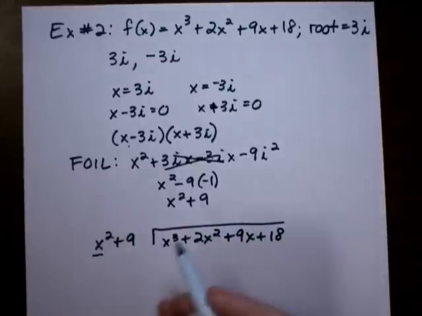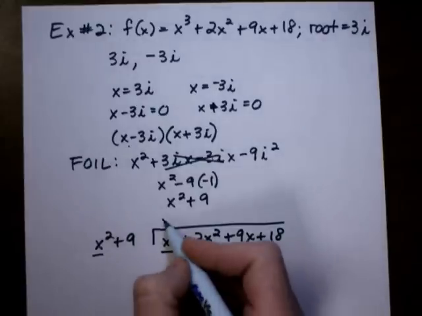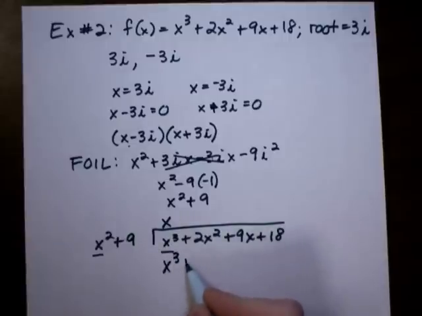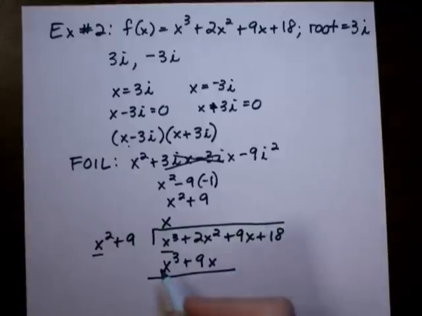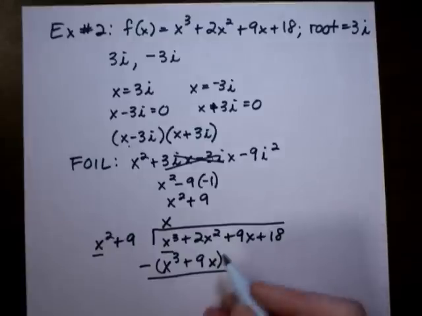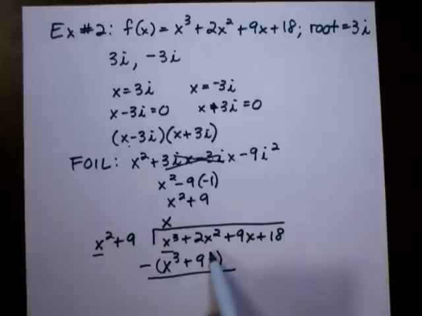Alright, we ask ourselves, what do I have to multiply x squared by to get x cubed? That's just going to be x to the first. Multiply back through both terms and subtract. Remember, we're subtracting this whole thing. So x cubed minus x cubed is 0. 2x squared minus 9x. Forgot my... Oh, you know what I did? And this can come up.